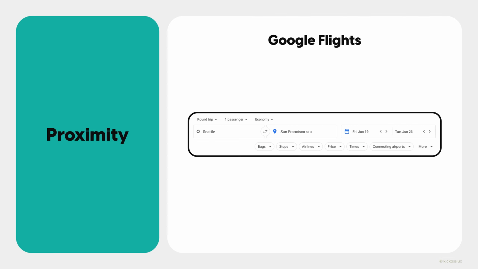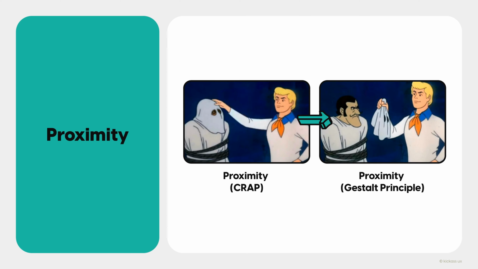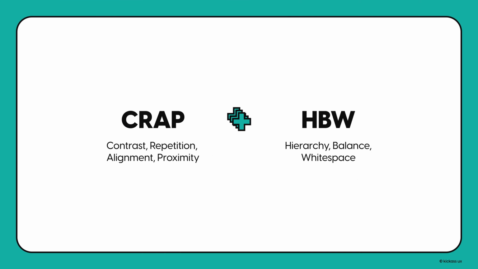Here's an example with Google Flights. The type of trip, number of passengers, search fields, dates, and filters are all close together. The close proximity shows that they all work together. If you're familiar with the Gestalt principles, this should sound familiar because it's the exact same as the proximity Gestalt principle. Before we wrap up this lesson though, we want to expand CRAP to include an H, a B, and a W.